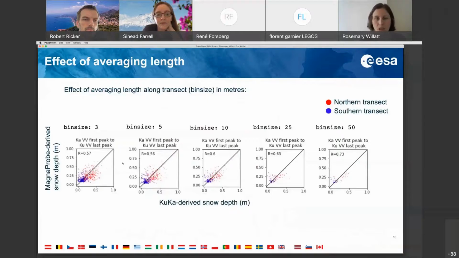So here what I'm showing, moving from left to right, is what happens if I increase my averaging length. You can see that I've called it bin size. This is just the length along the transect along which I average. And what you can see is that there's really good agreement between the MagnaProbe snow depth and the Kuka-derived snow depth, even at an averaging length of just 3 meters. And you can see that it increases as I increase the averaging length up to 50 meters.